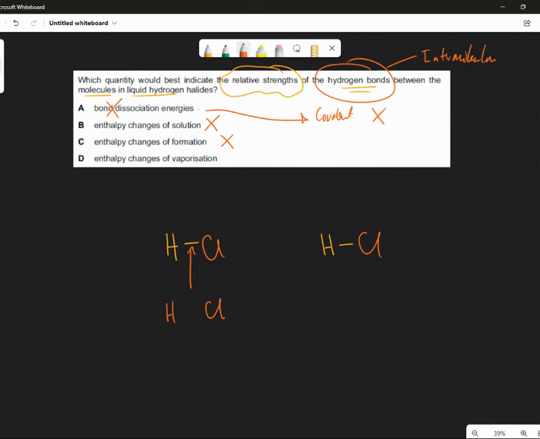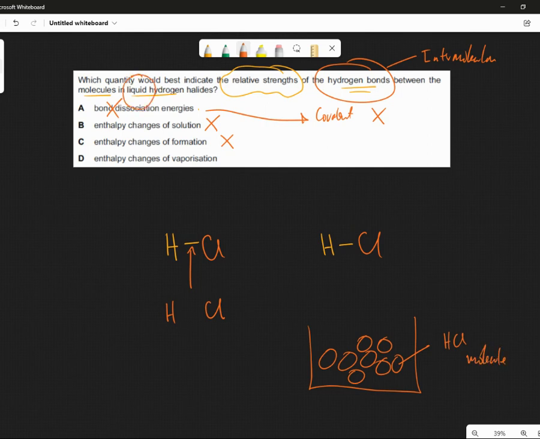Enthalpy change of vaporization. Yes, because if you have a liquid, this is a liquid, and these balls are HCl molecules. This is liquid HCl, and it does say liquid HCl. How much energy is it going to take to vaporize this to get one of these out of the vapor? If I vaporize one of these HCl molecules, what bond am I breaking within the mixture? Am I breaking the covalent bonds or the intermolecular bonds?